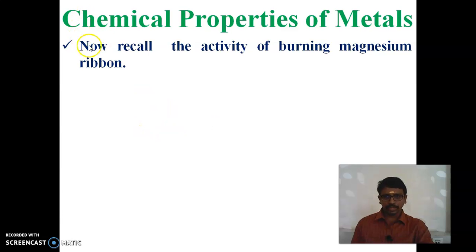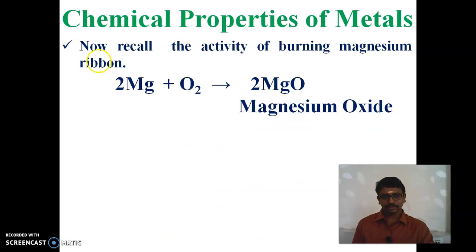And now we can recall the activity of burning magnesium ribbon. What is the formula for magnesium? Mg. When we burn magnesium, what does it form? It forms magnesium oxide. So when magnesium is burned, that is Mg plus O2, it forms magnesium oxide. What is the formula for magnesium oxide, children? MgO.